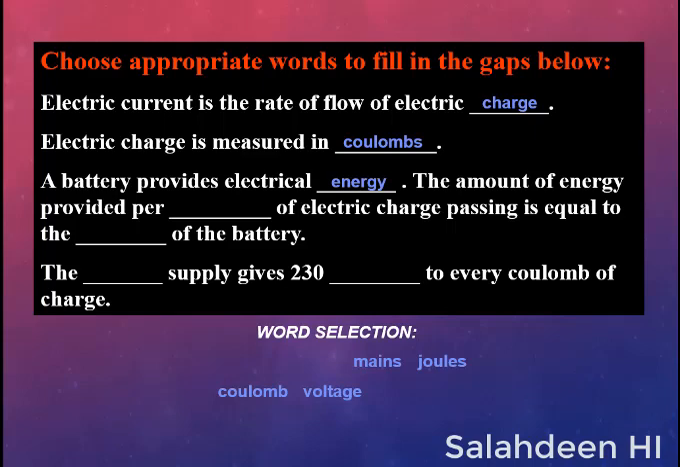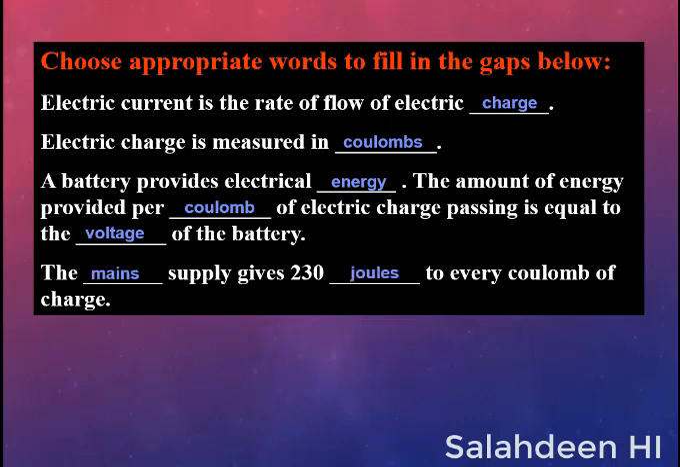The amount of energy provided per coulomb of electric charge passing is equal to the voltage of the battery. The mains supply gives 230 joules to every coulomb of charge. So you can check what you have written down.